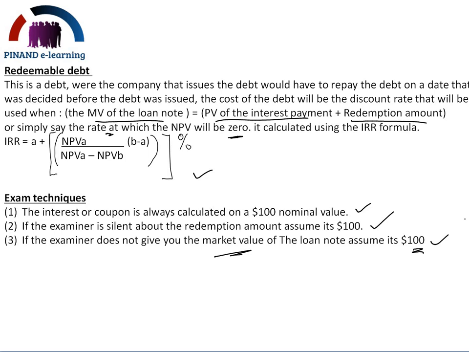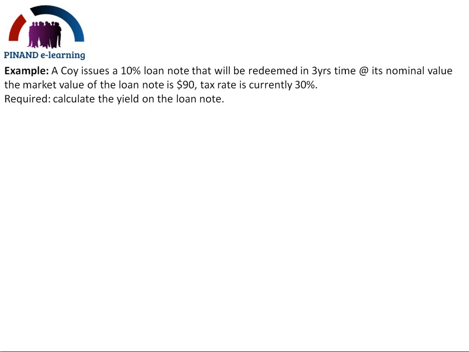Now let's see a simple question. It says ACCA issues a 10% loan note that will be redeemed in 3 years' time at its nominal value. They've told us it's 10%, this is the coupon rate. The 3 years loan note will redeem at its nominal value, which is $100. The market value of the loan note is currently MV is $90. Tax rate is currently 30%, which is T. Calculate the yield. Sometimes you can call it yield. It's the same thing as cost of debt of the loan note.